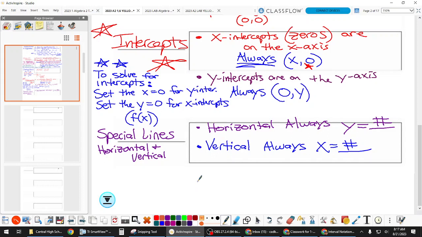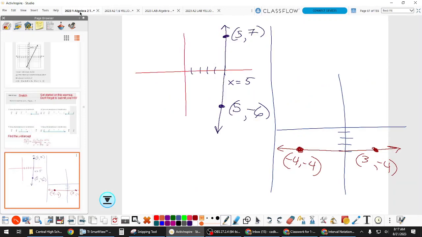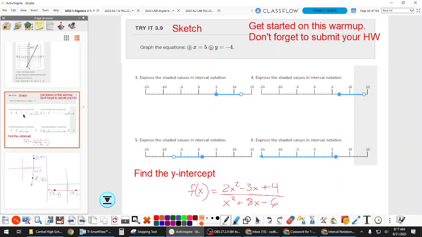Anyway, I want to come back to the warm-up now that we've written this down. Well, actually, you know what? Let's just check it right now. Let's just get that done, and then we'll check homework.